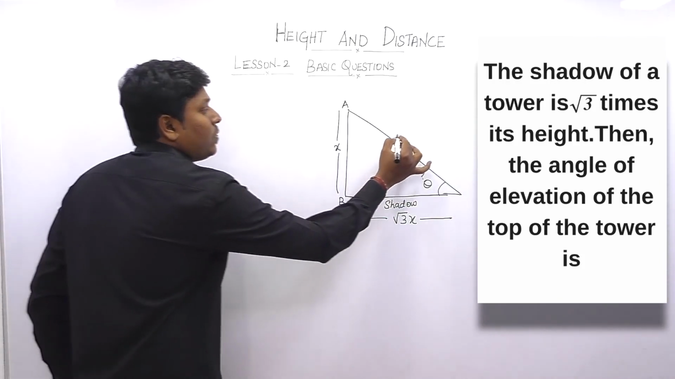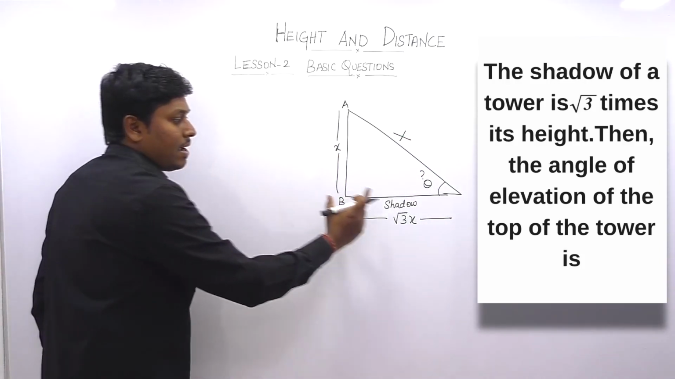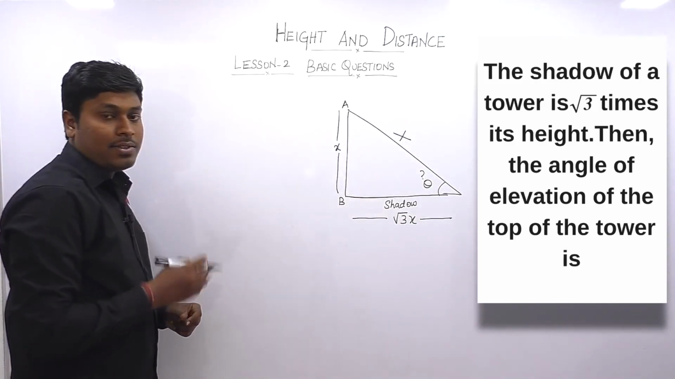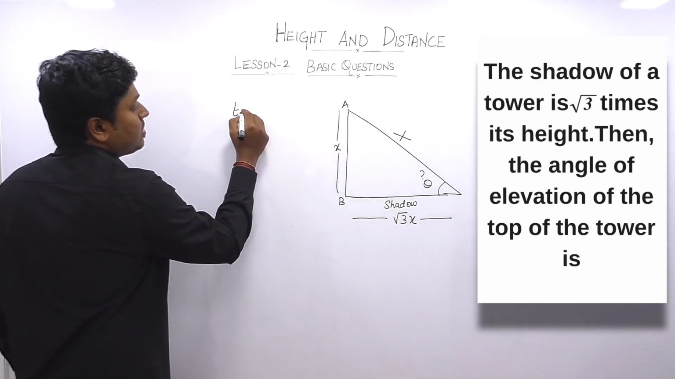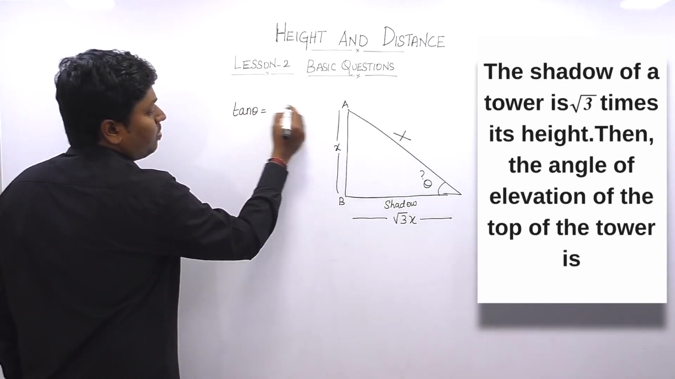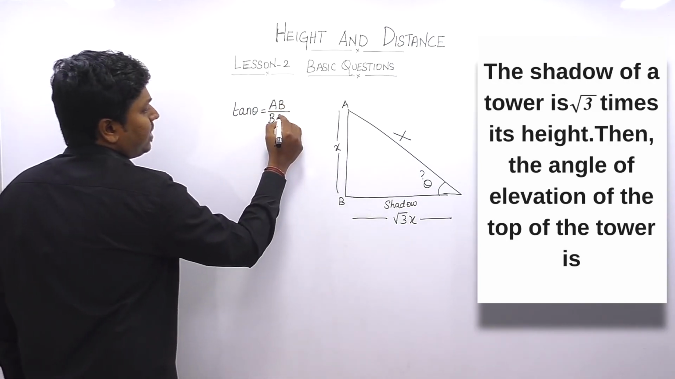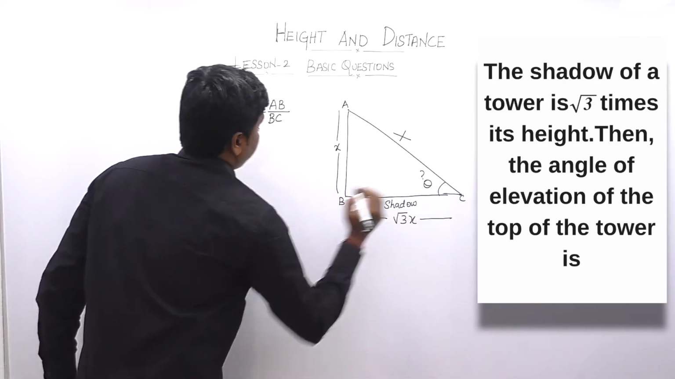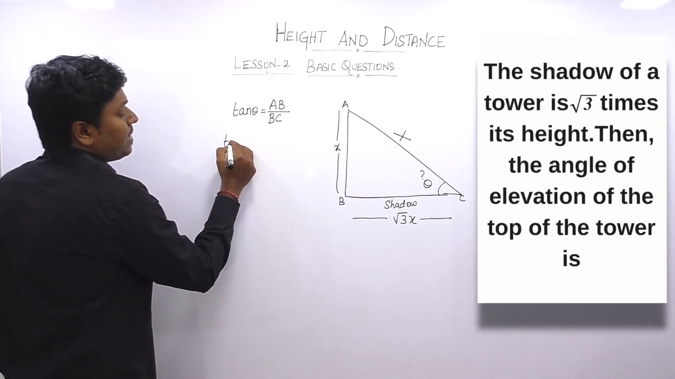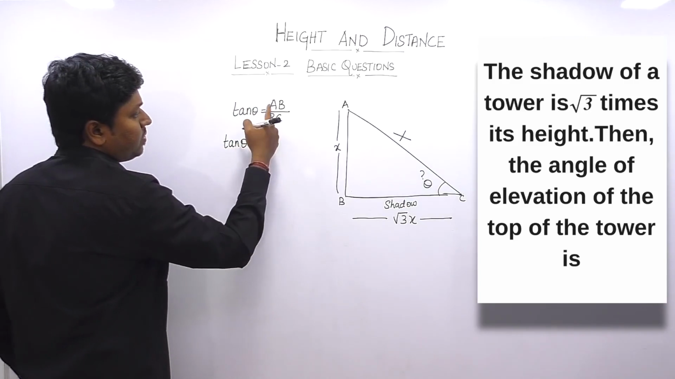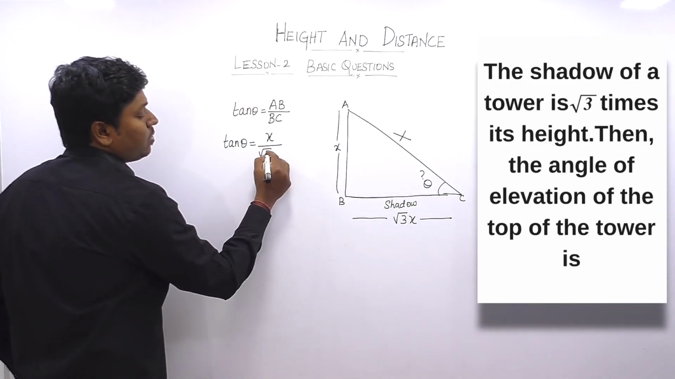Listen carefully, we don't want to concentrate on the hypotenuse. Why? Because we know the opposite is x and the adjacent is root 3x. So the only formula that has opposite and adjacent is tan theta. So tan theta is equal to opposite, that is AB, divided by adjacent, which is BC. Let me assume that this is C, right? Okay friends, tan theta, theta we don't know, so let me keep it as it is. Tan theta is equal to AB, where AB will be x and BC will be root 3x.